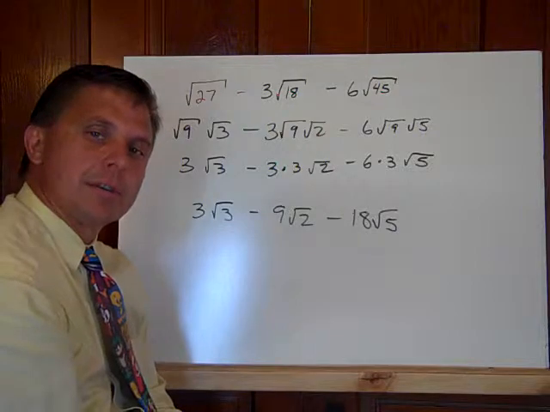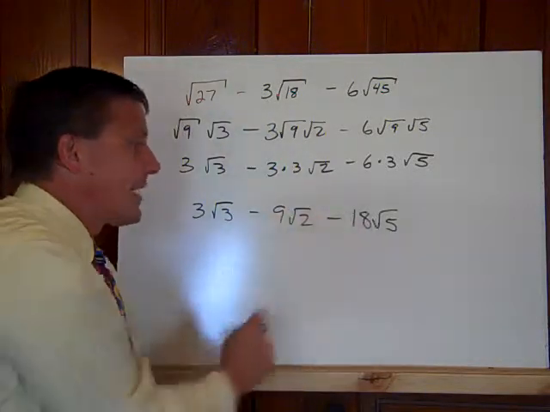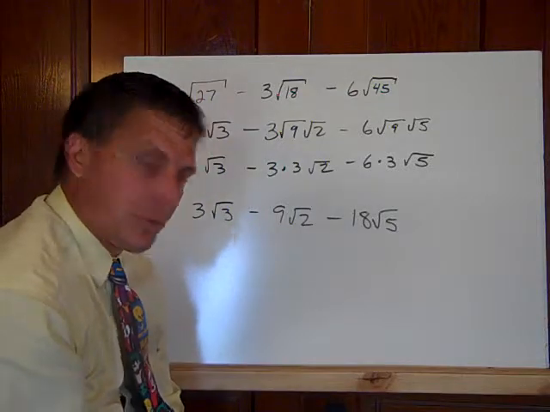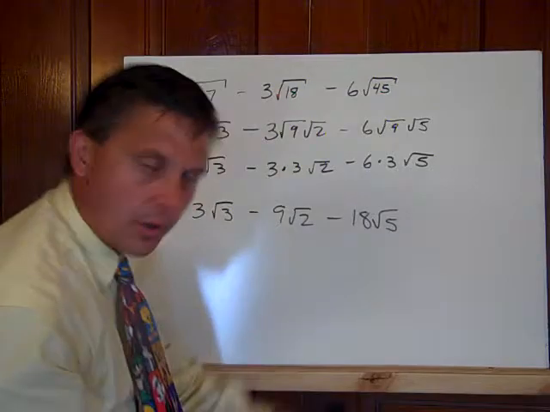Now, are there any like terms? I've simplified to the lowest radical, and the answer is no. Square root of 3, square root of 2, square root of 5. Catfish dog. Cannot make a catfish dog. Alright, so we're done.